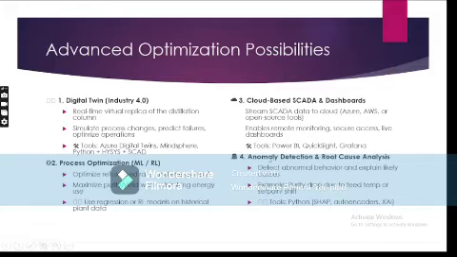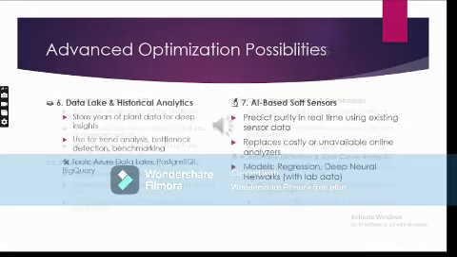And the fourth one is anomaly detection, which is used to detect the abnormal process behavior and understand the root causes using AI. In short, these technologies can take our operations towards smarter and more efficient automation.